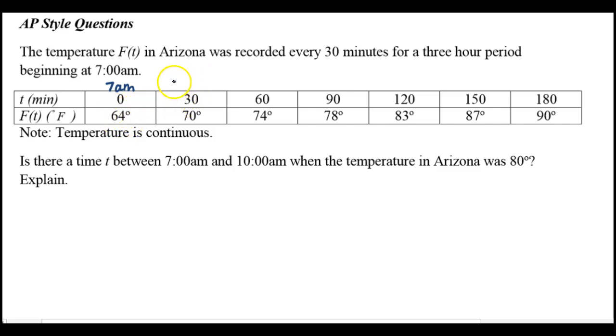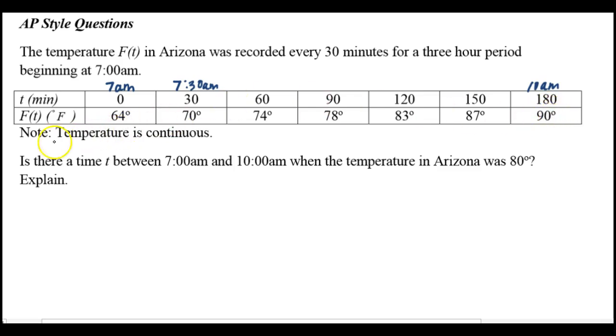And then 30 minutes later, so 7:30 a.m., the temperature had risen 6 degrees, so I'm at 70 degrees at 7:30 a.m. So now we can see that 180 minutes later, that's 3 hours later, means that this is at 10 a.m. By 10 a.m. in Arizona, it jumped up to 90 degrees.